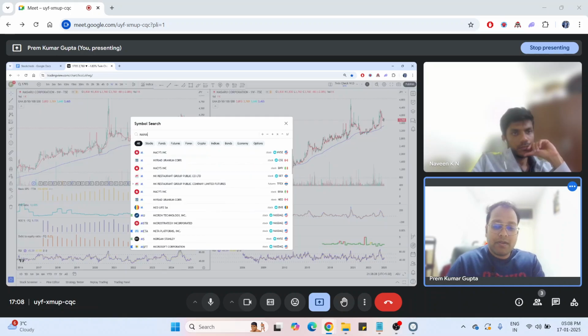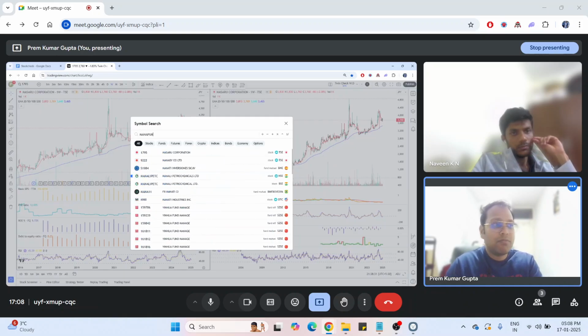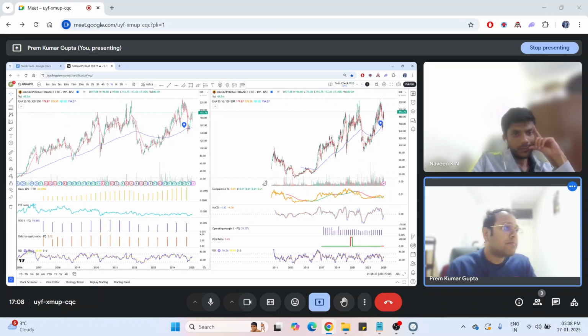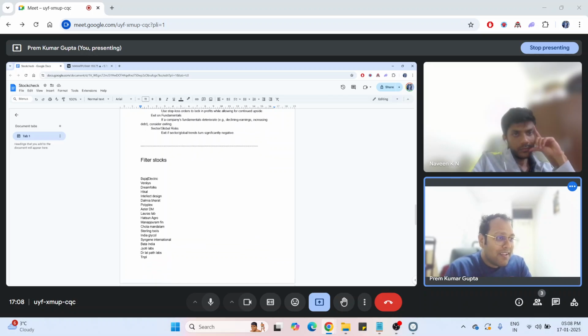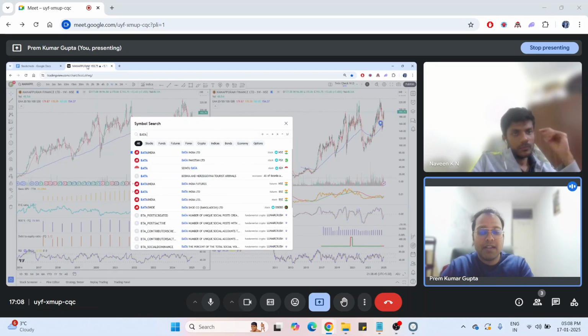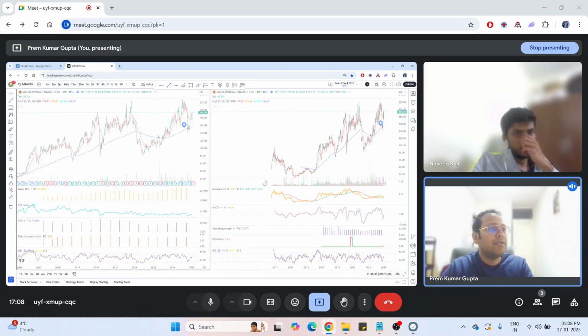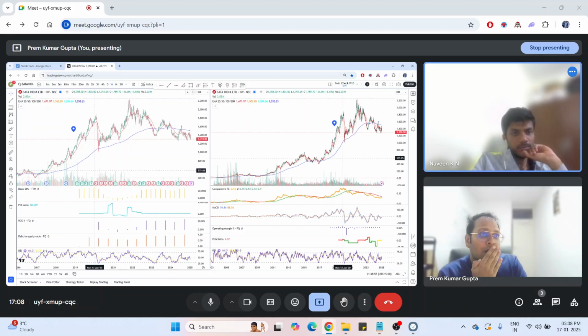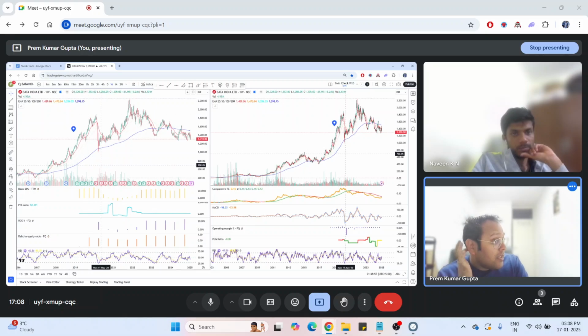Oh, what did I open? Manapuram. Okay, this is also performing very well. Bata India is something that is not performing well. Okay, but Bata is a good example for us. I will tell you why it is in my list.